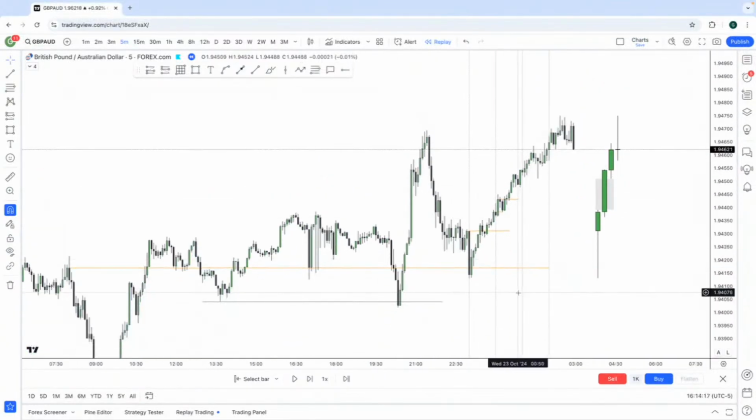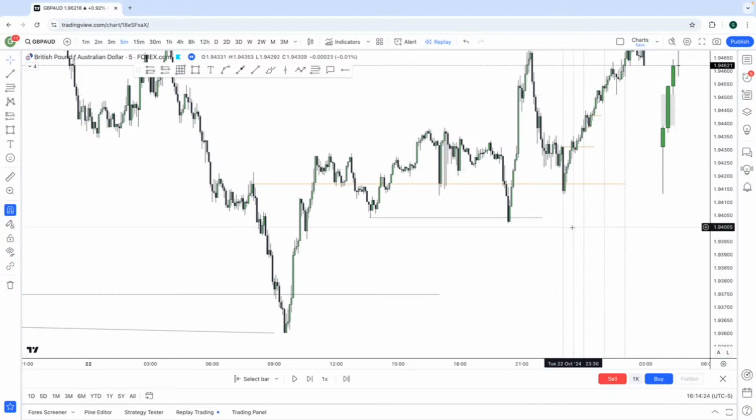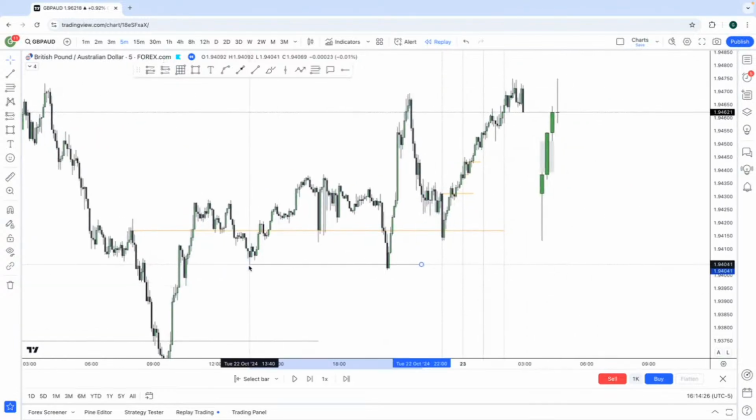So yeah, there's that, right? Trading away from manipulation, right? This is the manipulation right here. This is just the continuation away from the manipulation. So that's just one example there.